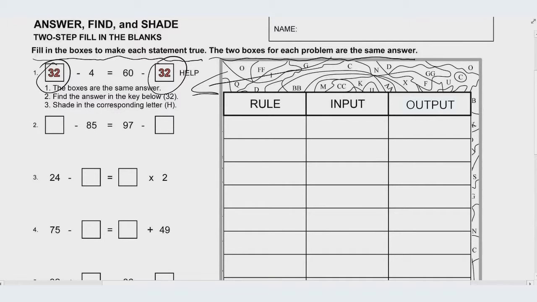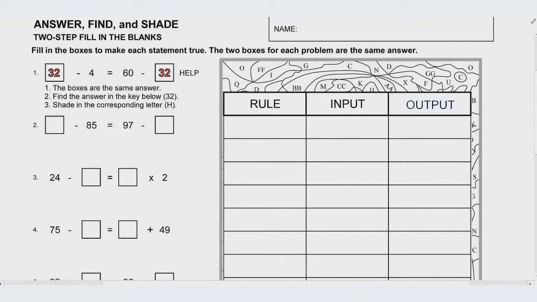They both have 32. And the reason why they picked 32 was because 32 minus 4 on this side is 28, and 60 minus 32 is 28. Which means they are the same. And it says fill in the boxes to make each statement true, or to make the equation equal. And as you can see, 28 equals 28.